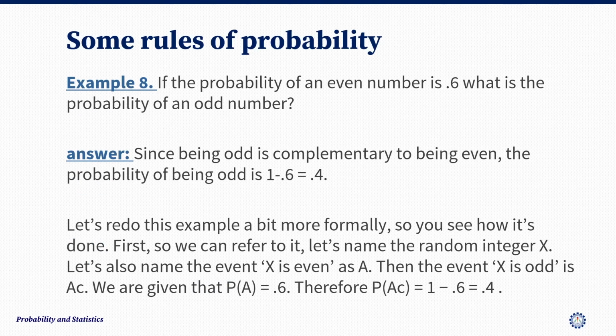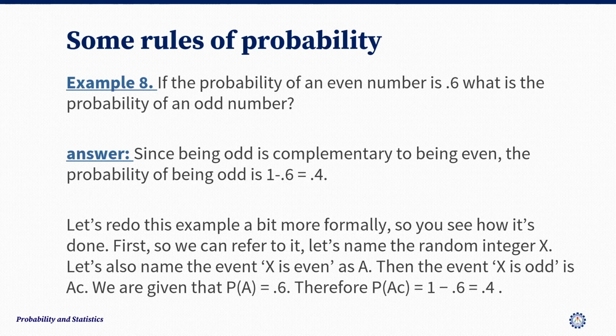Another example: if the probability of an even number is 0.6, what is the probability of an odd number? Since being odd is complementary to being even, the probability of being odd is 1 minus 0.6, which is equal to 0.4. So that is a simple example of the rules of probability. If our sample space is divided into 2, and we get the probability of the first event, we can just deduct the probability of that event from 1, so we can get the probability of the second event.